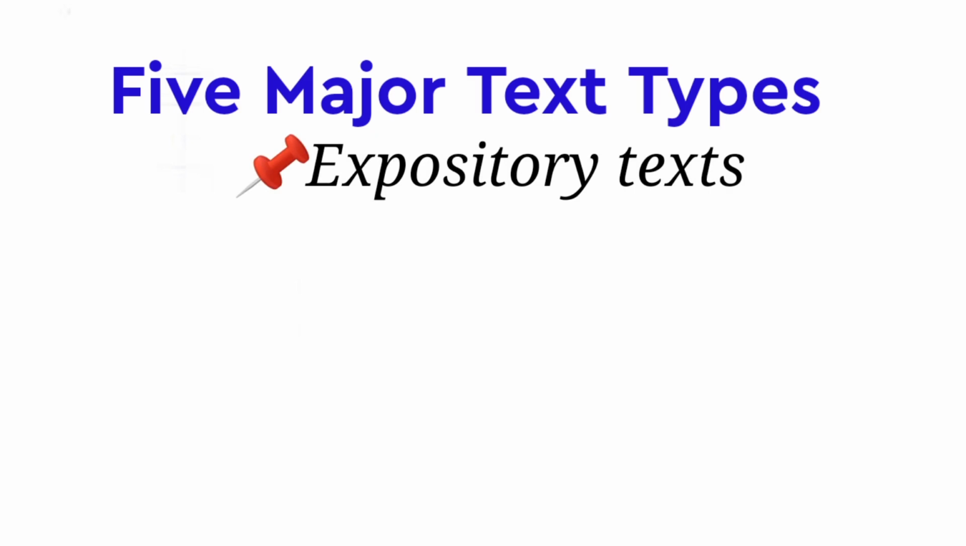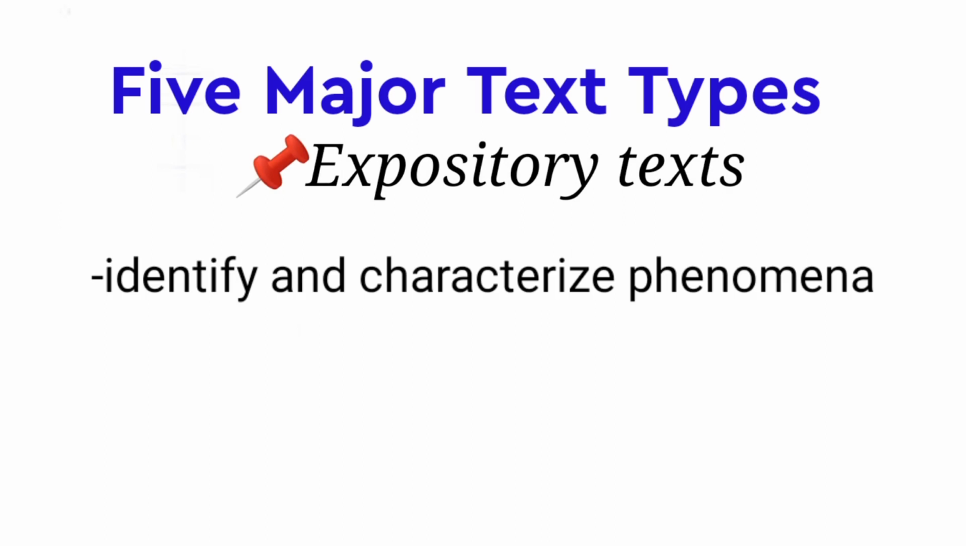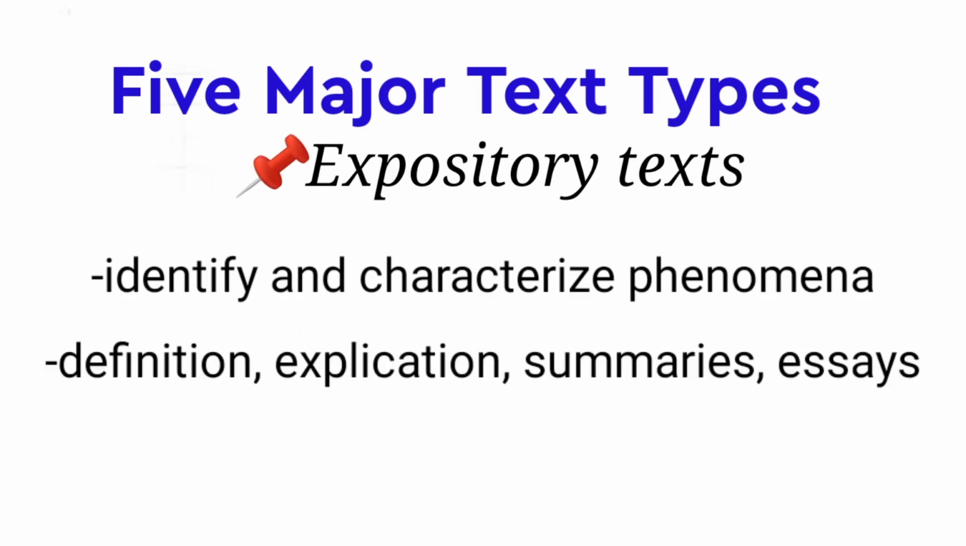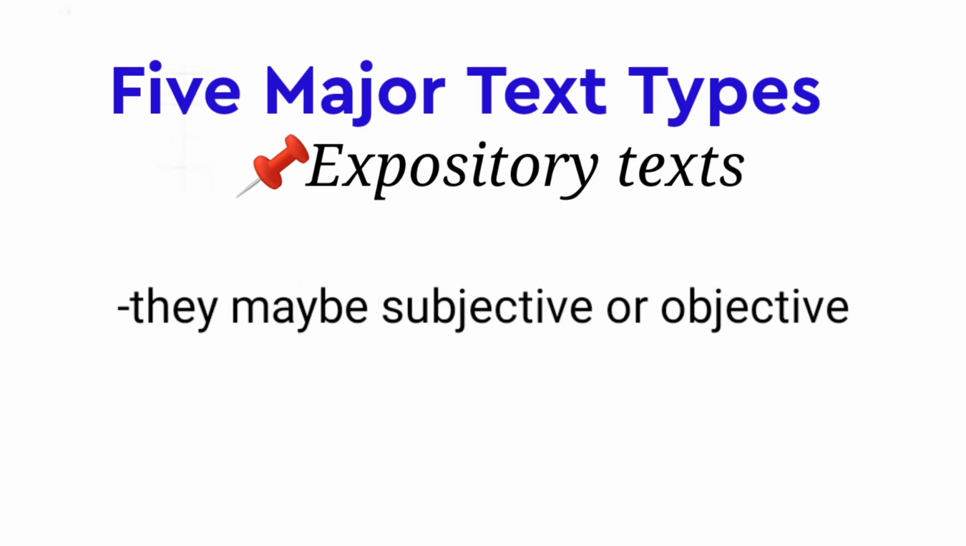Fourth type of text is expository text. Expository texts identify and characterize phenomena. They include text forms such as definitions, explications, summaries, and many types of essay. Expository text may be subjective, like essay, or objective, like summary, explication, or definition.